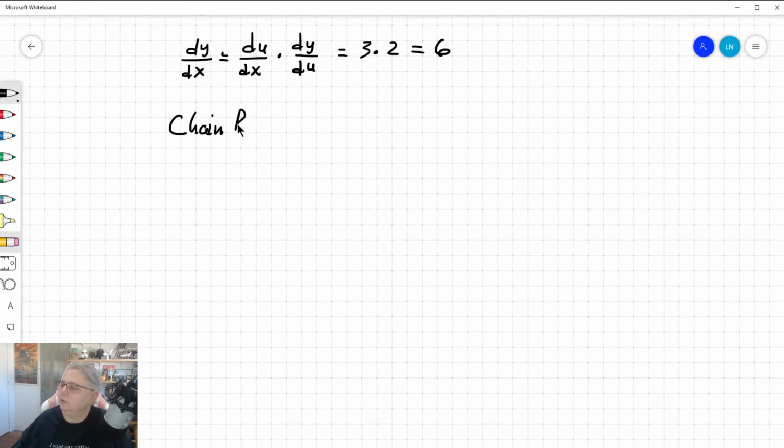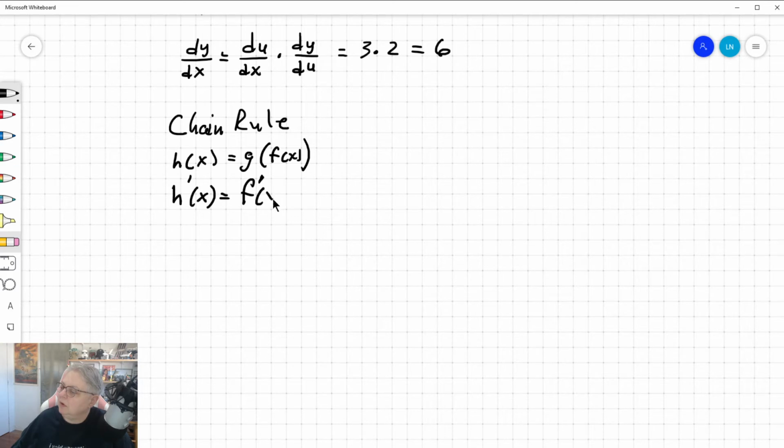Chain rule. If I have h of x is g of f of x, then h prime of x is going to be f prime of x times g prime of f of x.